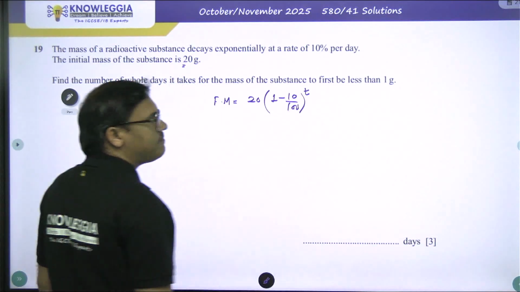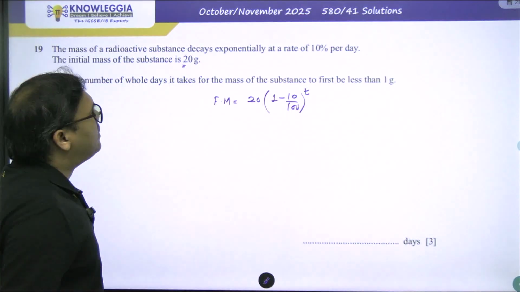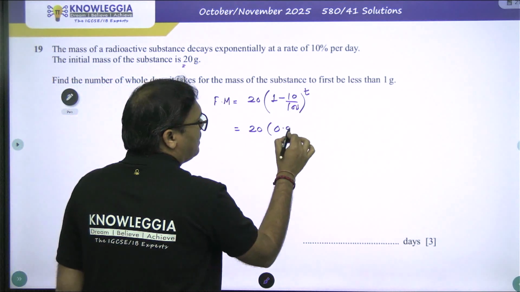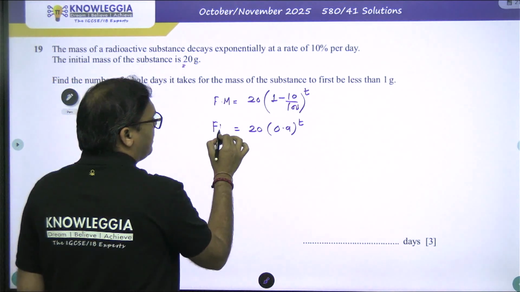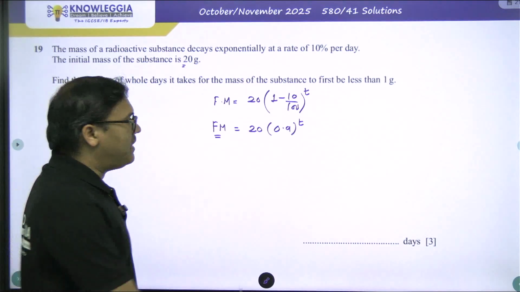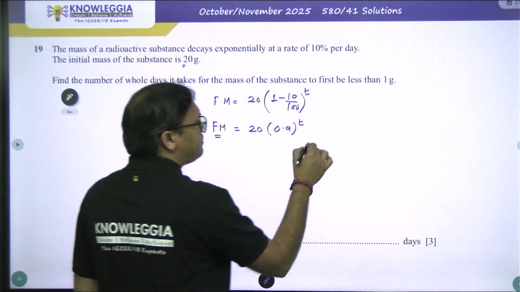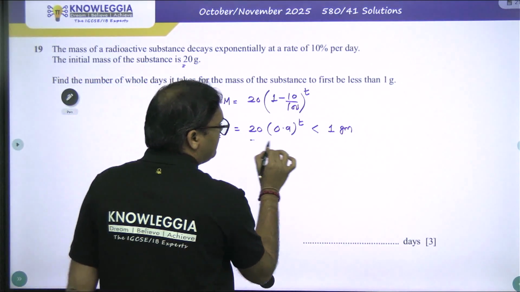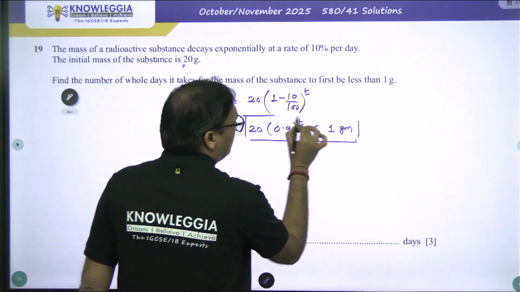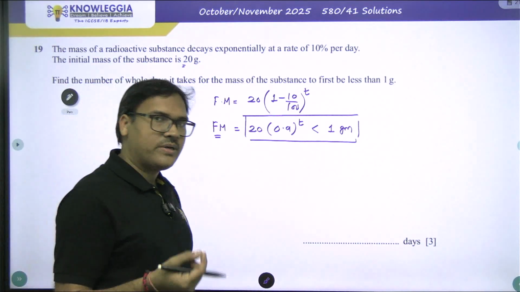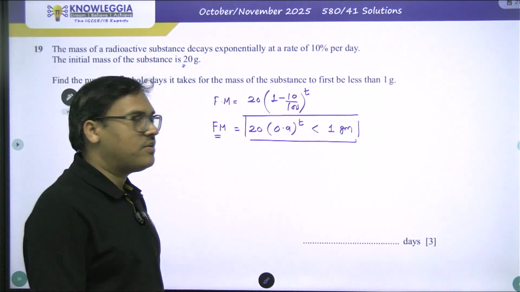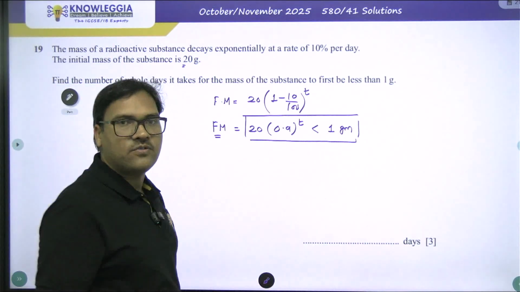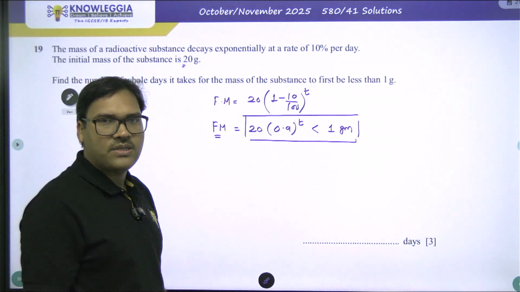Let's say the time taken, the number of days, is t. So this is 20 into 0.9 raised to t, and this is the final mass, right? Now this mass should be less than 1 gram. So if this is the expression, you have to do some trial and error to get the value of t. You start putting some values of t, and the value of t where this quantity is less than 1 will be the answer for our question.